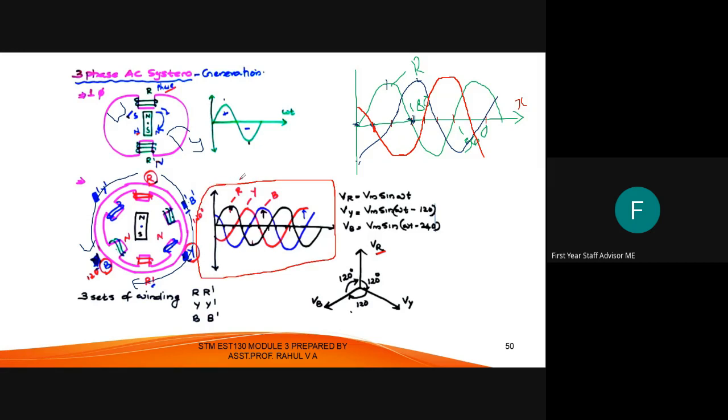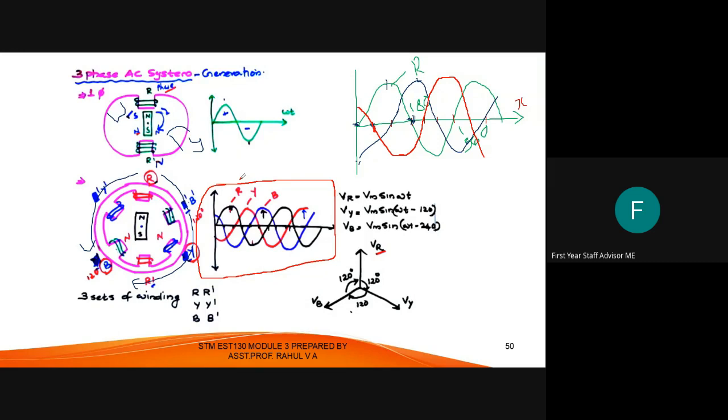Okay. So in a single phase generator, there was only one winding. That winding actually has two ends, R and R dash. And inside the generator, there is a rotating part. Now in this case, we are assuming it as a permanent magnet, so it will keep on rotating. When the north pole comes closer to this particular winding, maximum EMF will be induced in that winding.